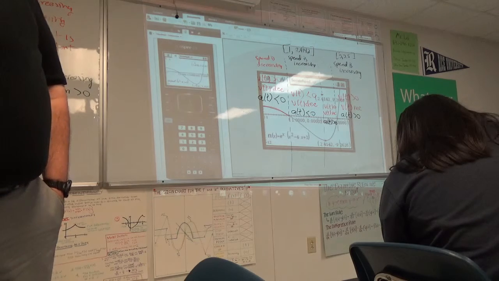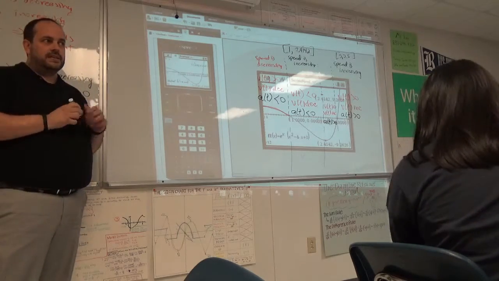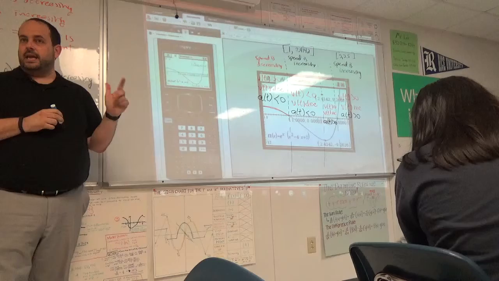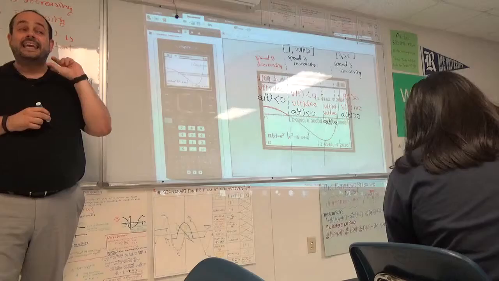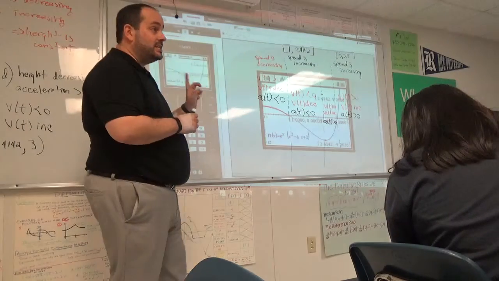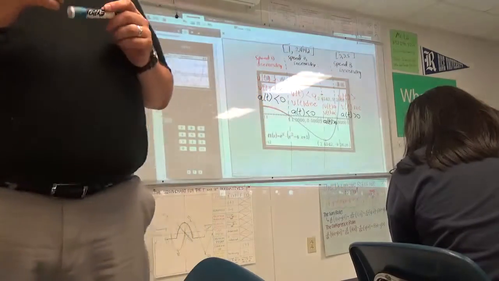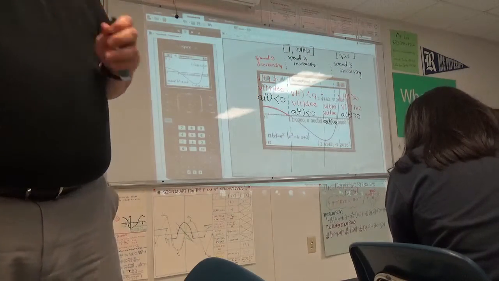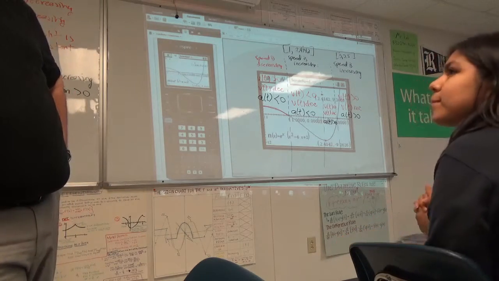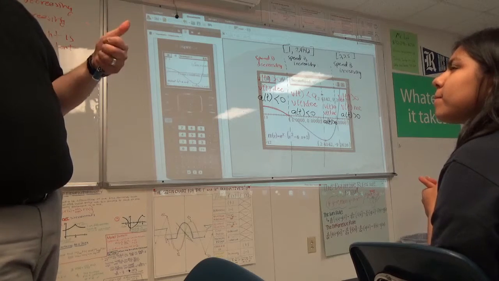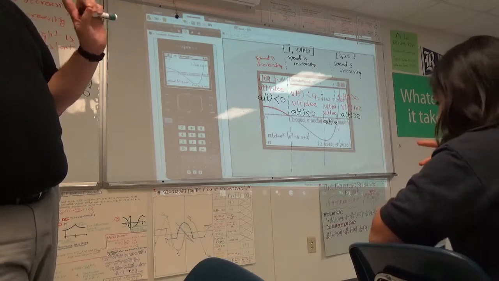Velocity is positive, acceleration is positive. What's the speed doing? Velocity is positive, acceleration is positive, speed is increasing. Velocity is positive, acceleration is negative, speed is decreasing. Velocity is negative, acceleration is negative. Velocity is negative and acceleration is negative, speed is increasing. Velocity is negative, acceleration is positive.